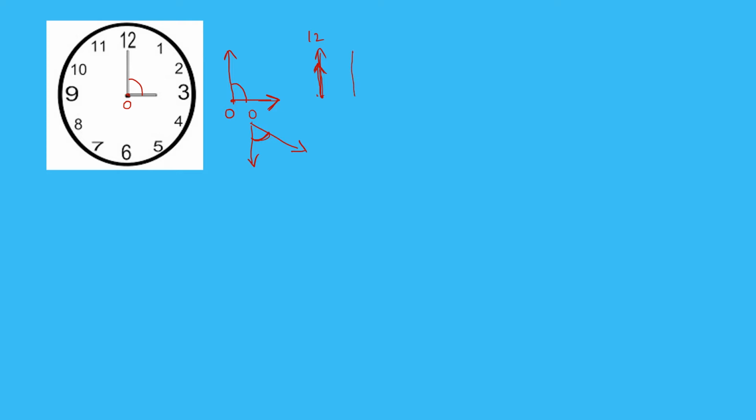That means we can consider it as only one ray. So if we have only one ray, then no angle will be formed. The minimum number of rays for an angle to be formed is 2. So in this case, an angle is not formed in the clock.